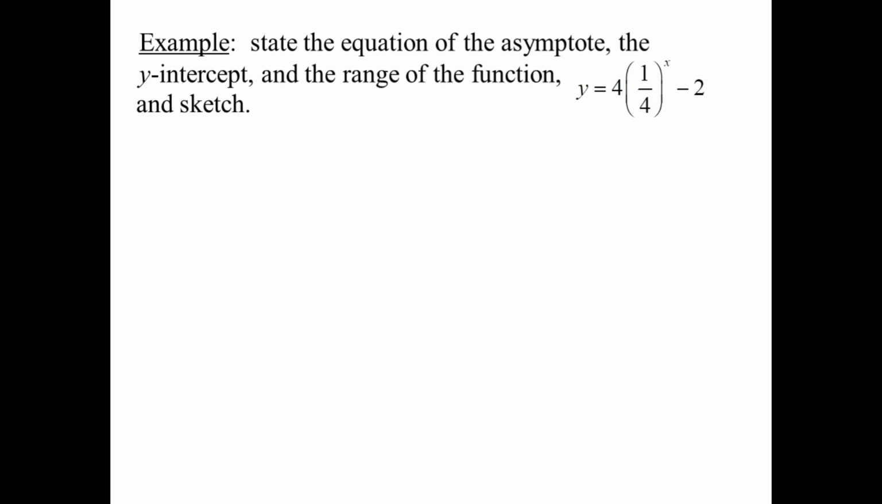Let's do a third example. State the equation of the asymptote, the y-intercept, and the range of the function and sketch. And here's a transformed function. It looks like y equals a quarter to the x with a couple of transformations involved.